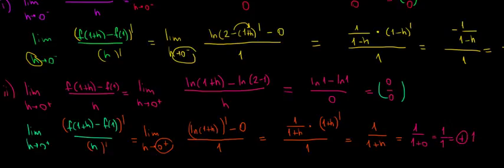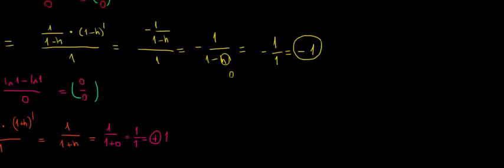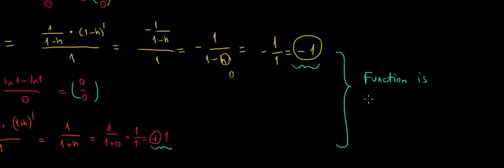And remember, for a function to be differentiable at a point, we must approach the same limit from both sides. But in our case, from the left side we approach negative 1, from the right side we approach positive 1. So, because the limit is not equal from the left and from the right side, the function is not differentiable at x equals 1, and that's the conclusion. Not differentiable at x equals 1. We are done.